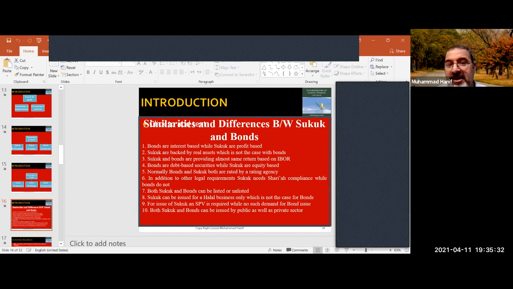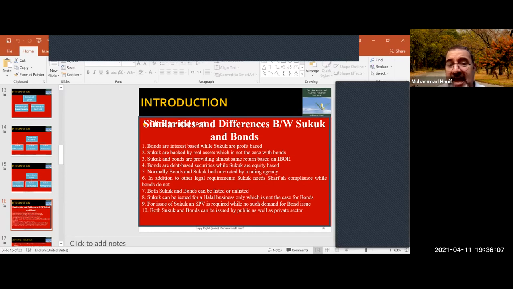Normally, bonds and sukuk both are rated by a rating agency. In addition to other legal requirements, sukuk need Sharia compliance, while bonds do not. When we say Sharia compliant, of course, interest should not be there, and the money is not used for any haram purposes. So you have to take that into account, which is not the case with bonds. Both sukuk and bonds can be listed or unlisted. Listed means they can be traded on a stock exchange. Sukuk can be issued for a halal business only, which is not the case for bonds.